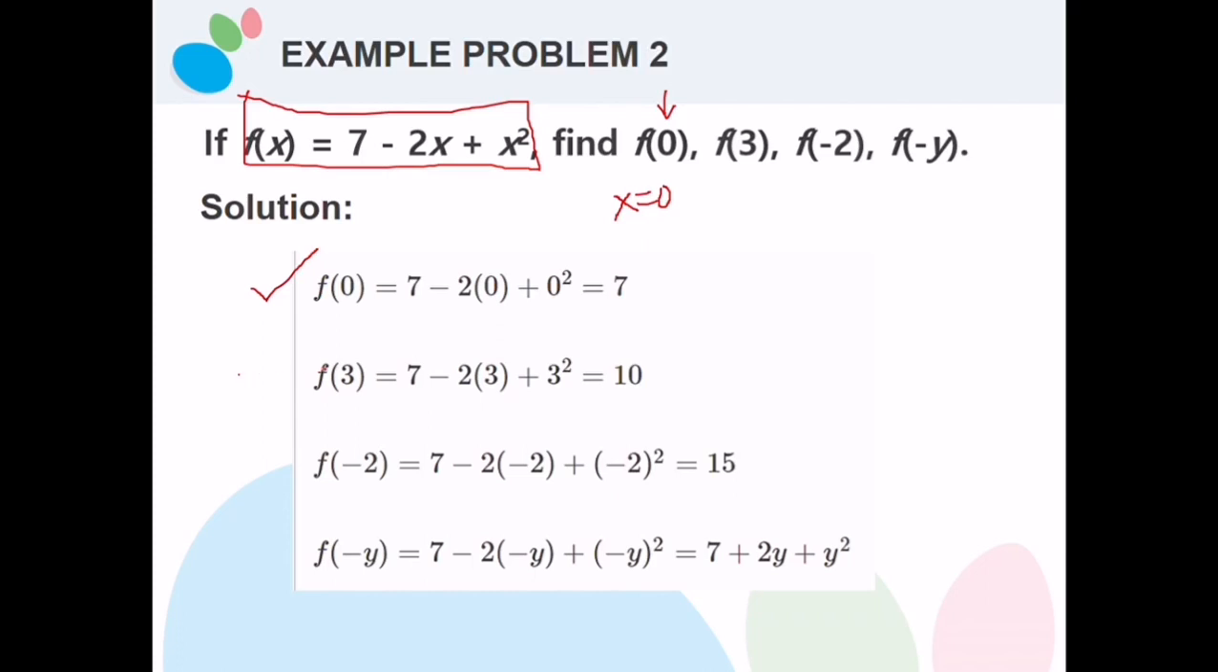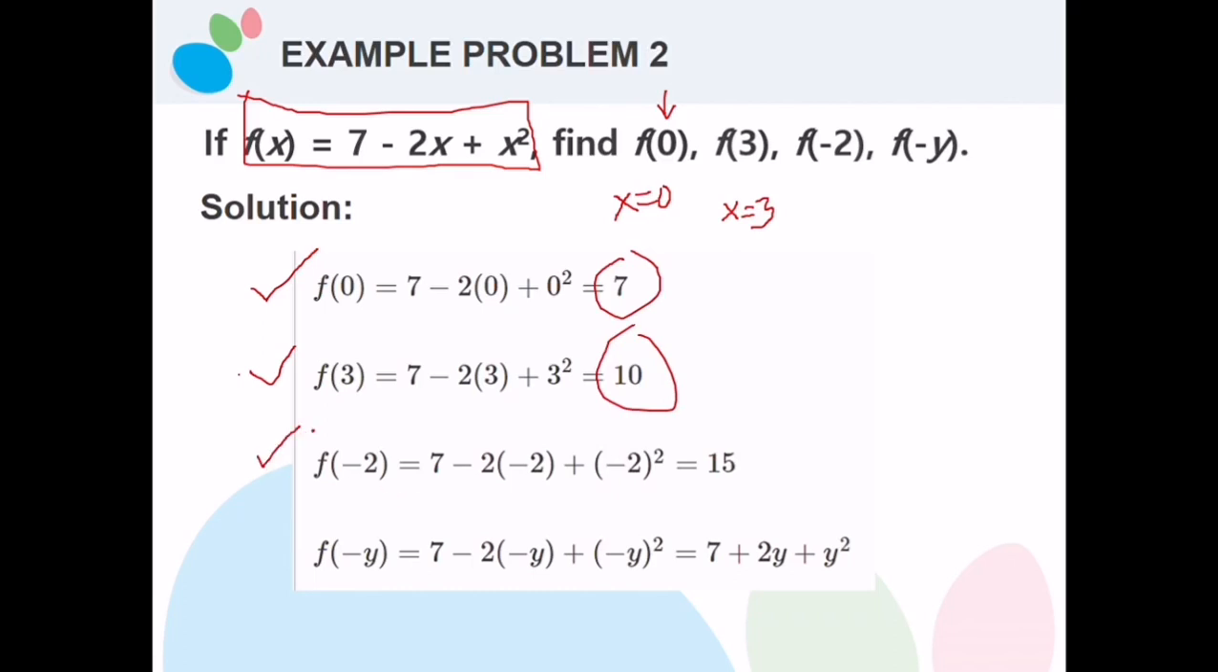Next one: what if our x is equal to 3, or we are going to find f of 3? The same method, substitute the value of x, which is 3, in the given function. So 7 minus 2 times 3 plus 3 squared. Our answer is 10. Next one: how about if our x is equal to negative 2, or f of negative 2? This will equate to 7 minus 2 times negative 2, our x substituted with negative 2, plus negative 2 squared, equals 15.